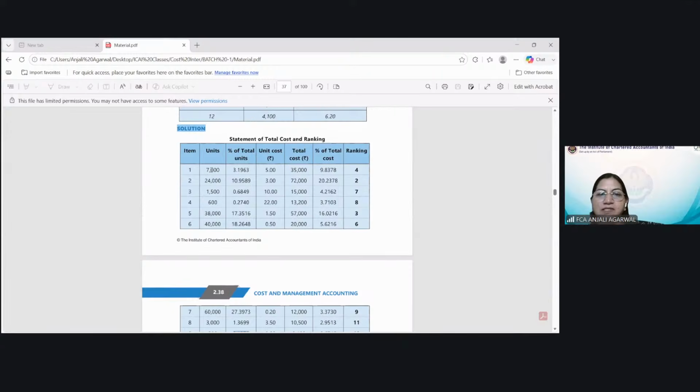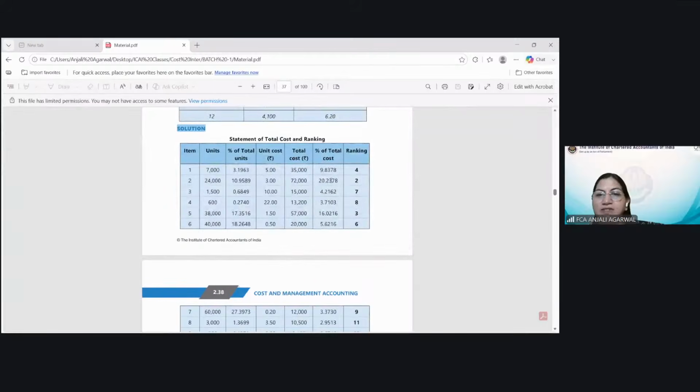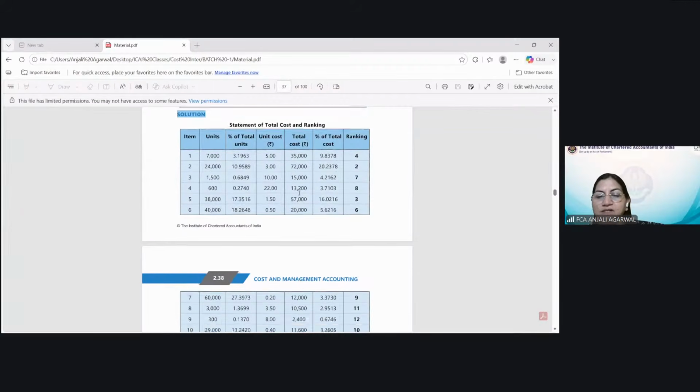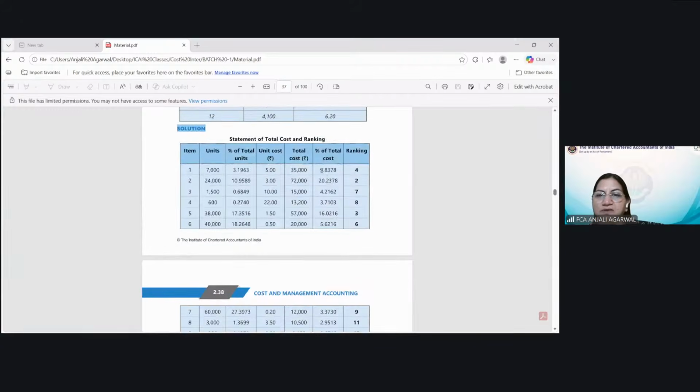So then you multiply 7,000 into 5, 24,000 into 3, and then you have the total value of all the 12 items and you take the total. And just as you calculated the percentage of all items in terms of units, here also you'll do the same thing: 35,000 divided by 3,55,770 into 100. So now you classify the percentage of all.